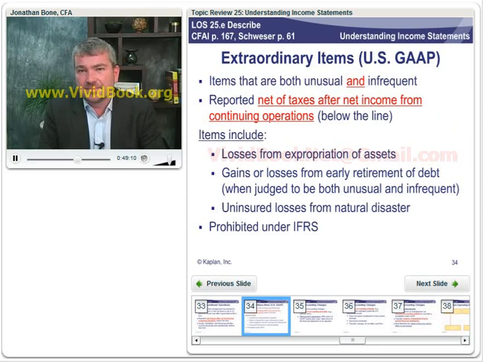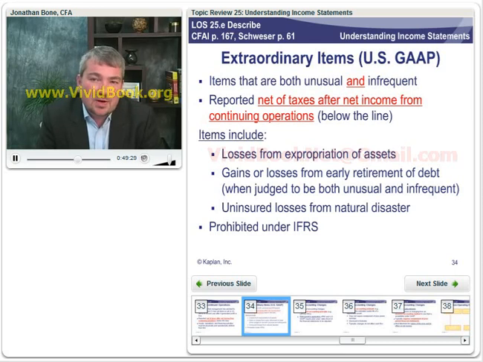Extraordinary items. You only see these under US GAAP. They are prohibited under IFRS. These are items that are both unusual and infrequent. They're going to be reported after tax, so they're going to be reported net, essentially. What items have we got?